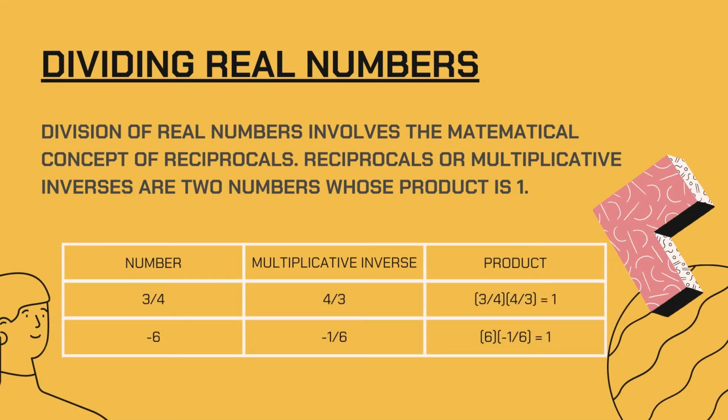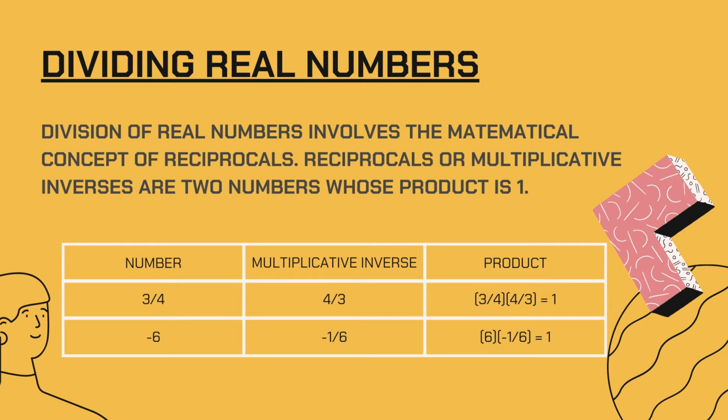Dividing real numbers. Division of real numbers involves the mathematical concept of reciprocals. Reciprocals or multiplicative inverses are two numbers whose product is 1. For example, our number is 3 over 4. Multiplicative inverse is 4 over 3. The product of 3 over 4 and 4 over 3 is equal to 1.